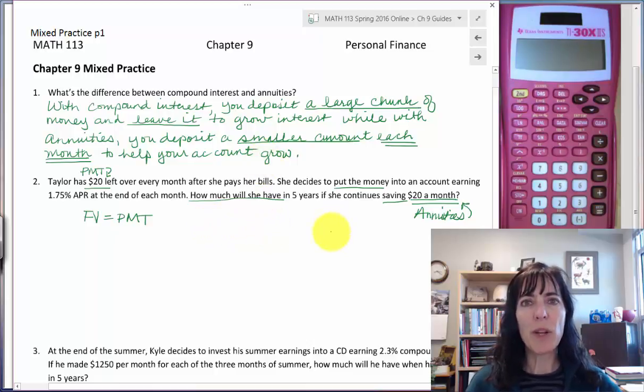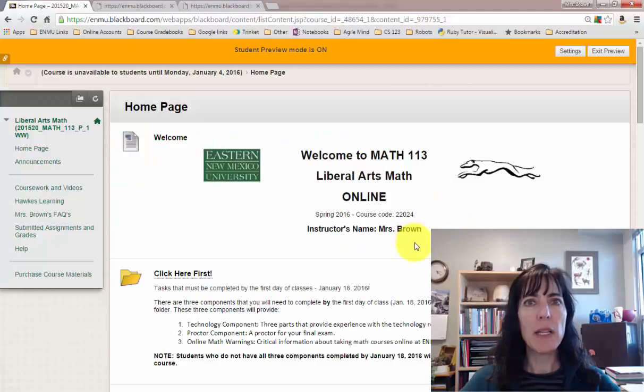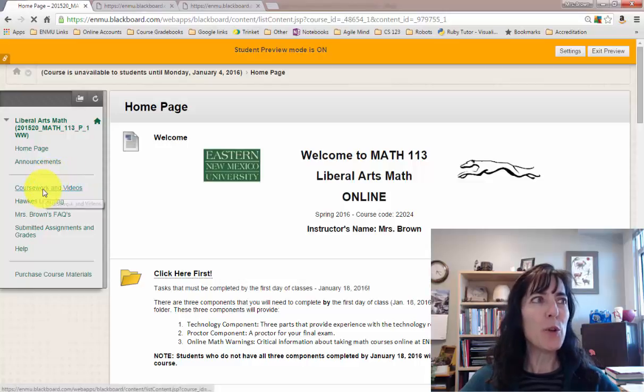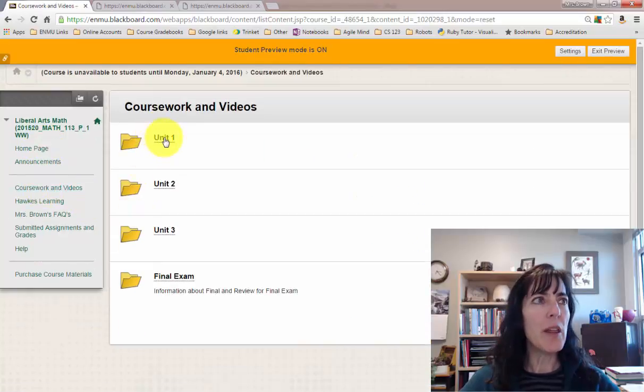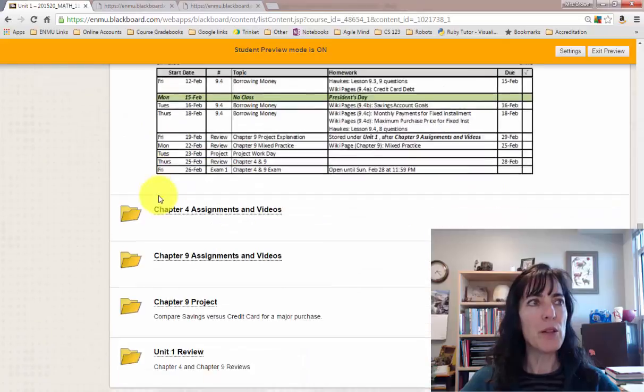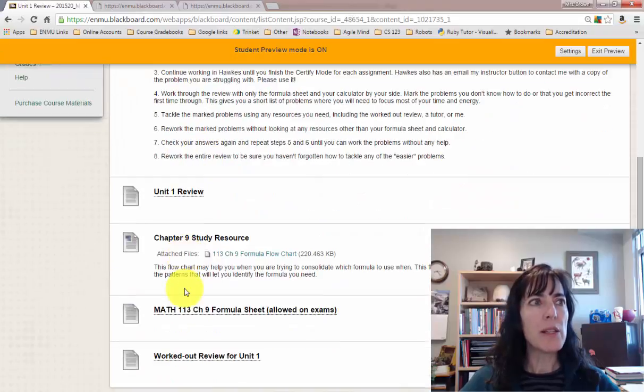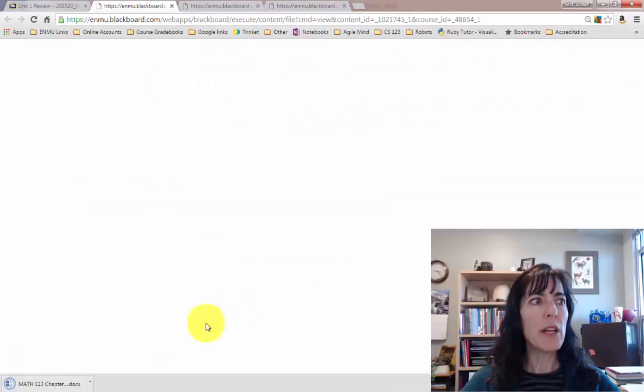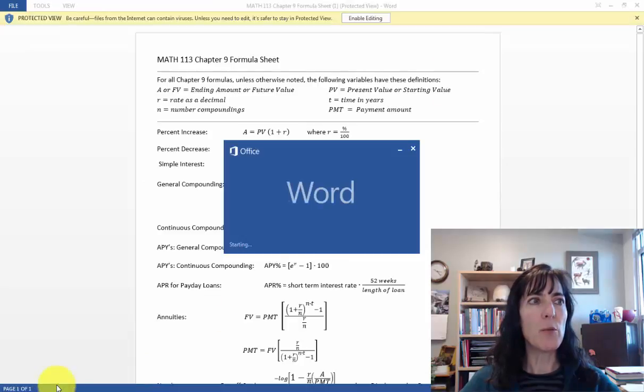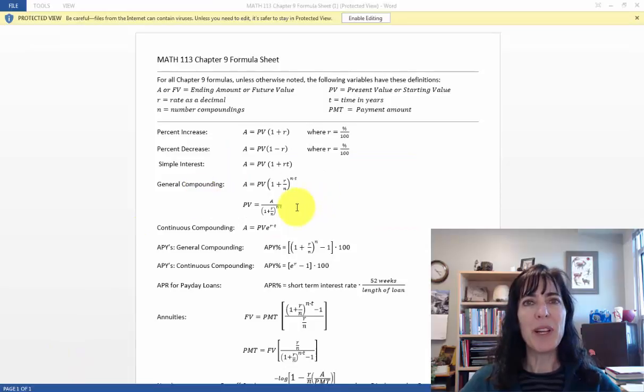So let's take a quick look at your formula sheet. Here's Blackboard. I'm just going to show you real quick how to get to that formula sheet if you haven't found it already. You go to Coursework and Videos, and then Unit 1, and scroll down, and I see the Unit 1 review. Click on that, and slide down. You can see the Chapter 9 formula sheet, and if you click there, it will download it, and when it's done downloading, you can click on the bottom left and open it up.